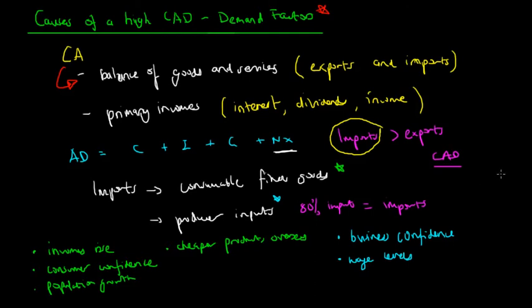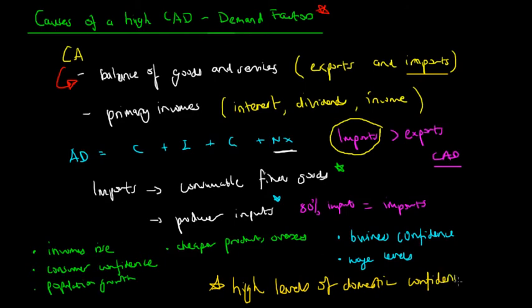So now, as we can see, the major factor that increases imports here is high levels of domestic confidence. So when aggregate demand or a level of confidence in the economy rises, we tend to import more and we tend to consume more as well. And because consumption is around 80% of aggregate demand, even though we're importing more, this won't affect aggregate demand as much as consumption domestically would.